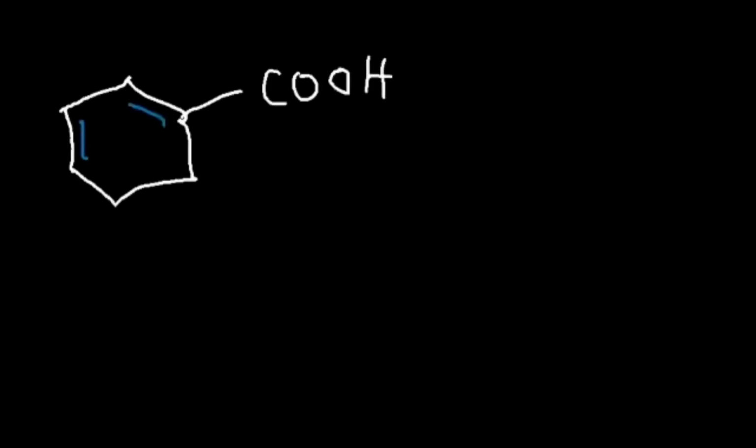Now, what if we have a benzene ring with a carboxylic acid functional group? What's the name of it? So if you add benzene and oic, you're going to get benzoic acid.